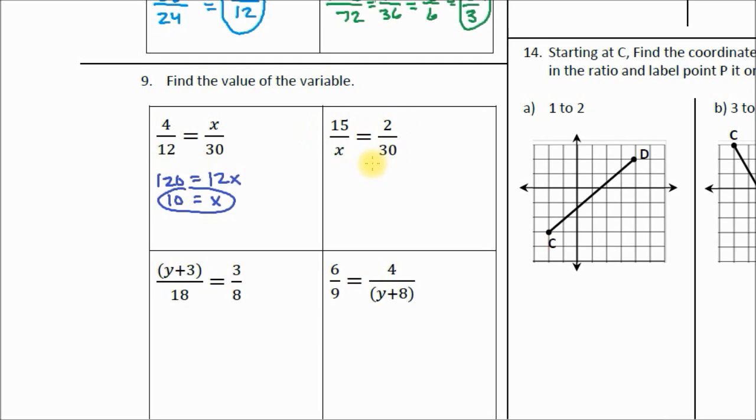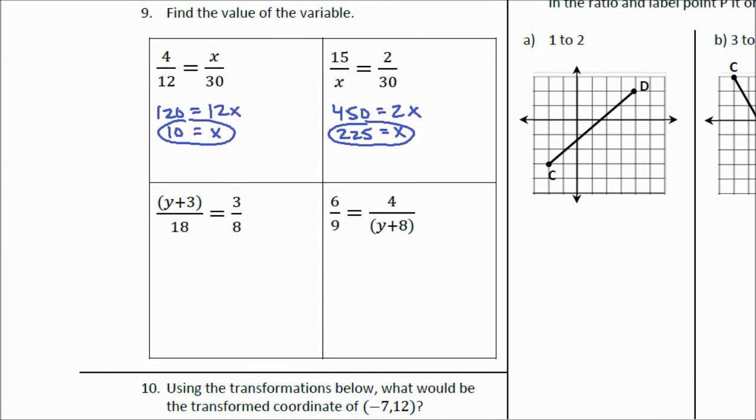Cross multiply again. 15 times 30 is 450, which is going to equal 2x. Divide both sides by 2, and you get x equals 225. All right, now I've got some binomials. No big deal. We've done these before.